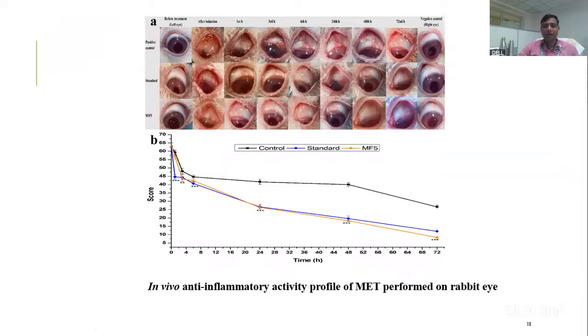in the rabbit eye. Within 72 hours, our optimized formulation gave a significant effect on the inflammation. In this graph you can see that within 72 hours, the inflammation was decreased.